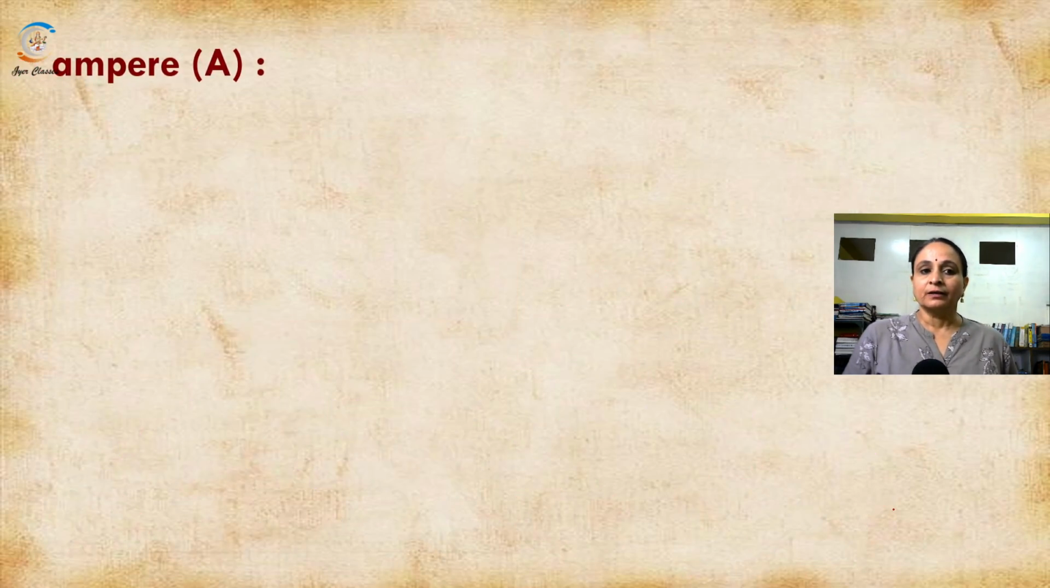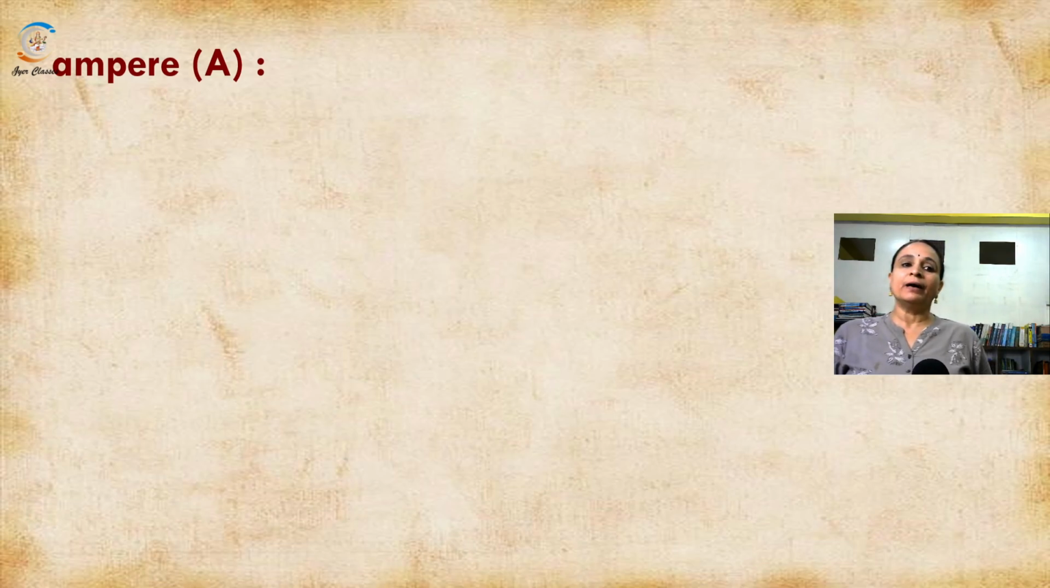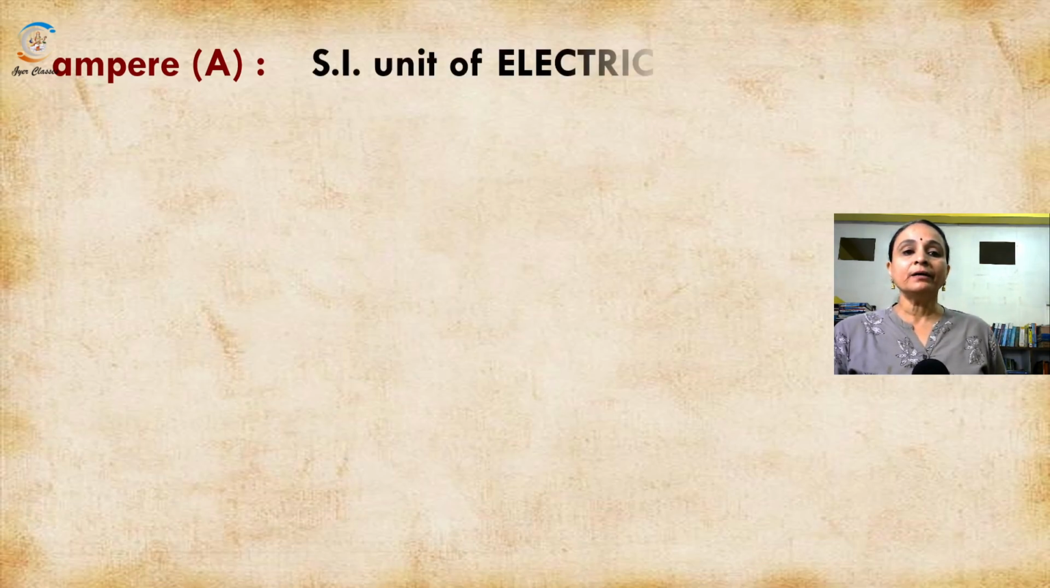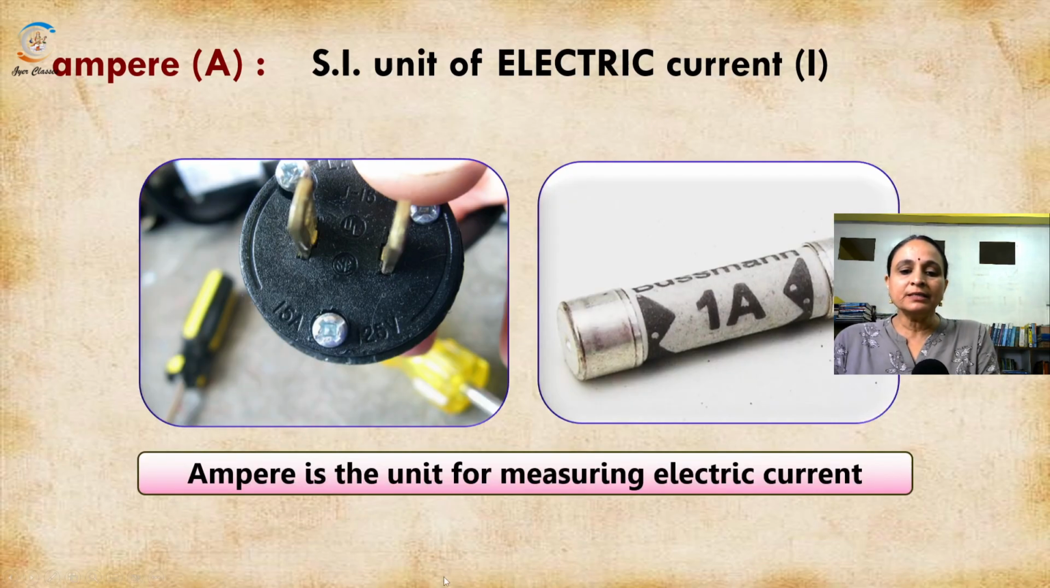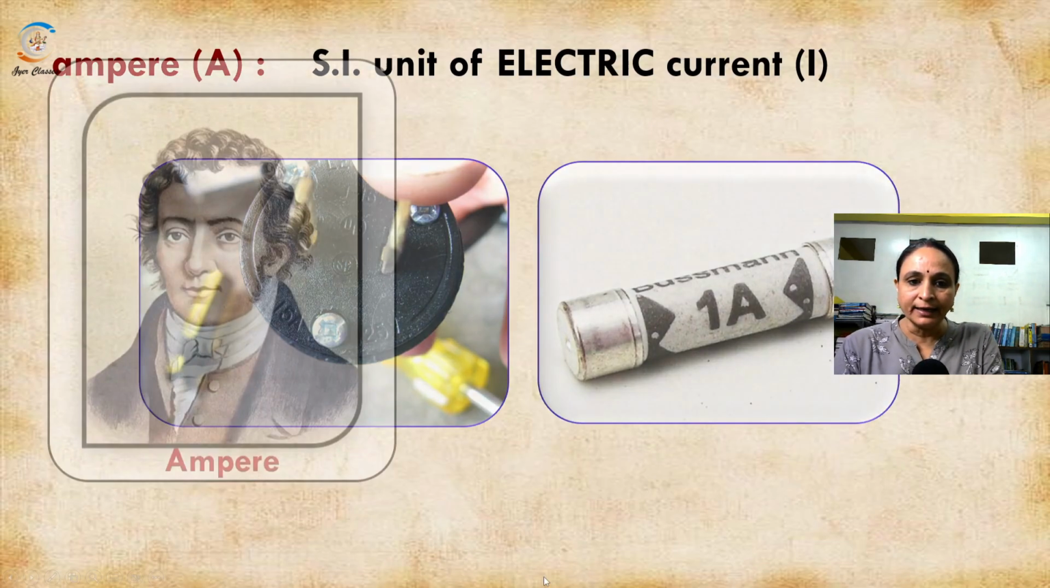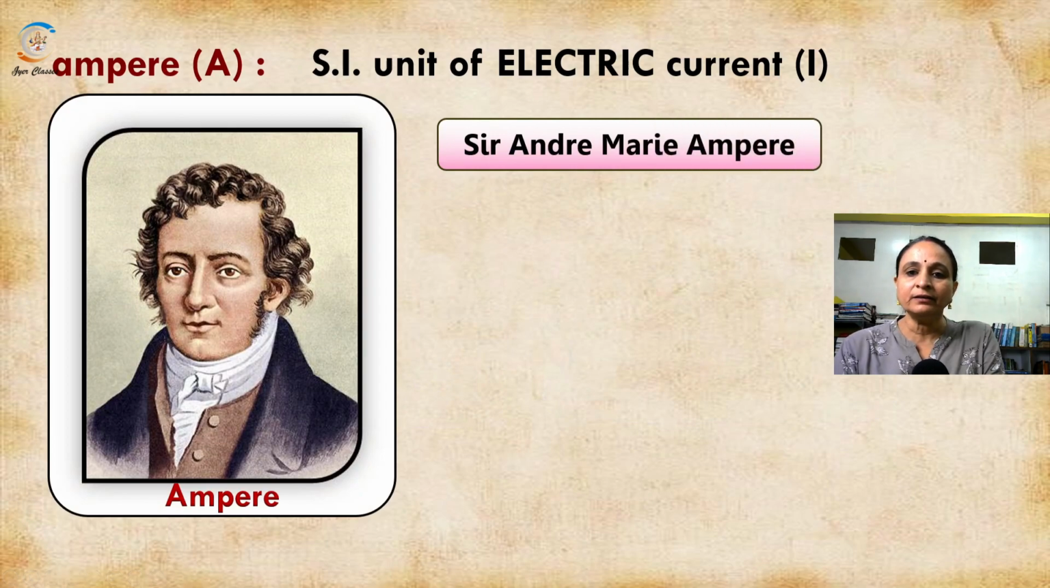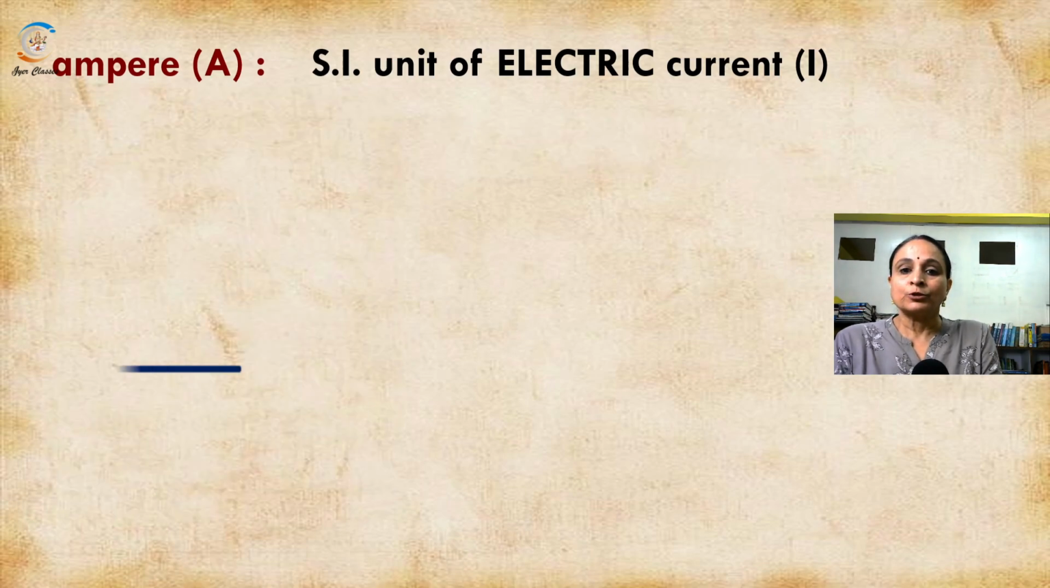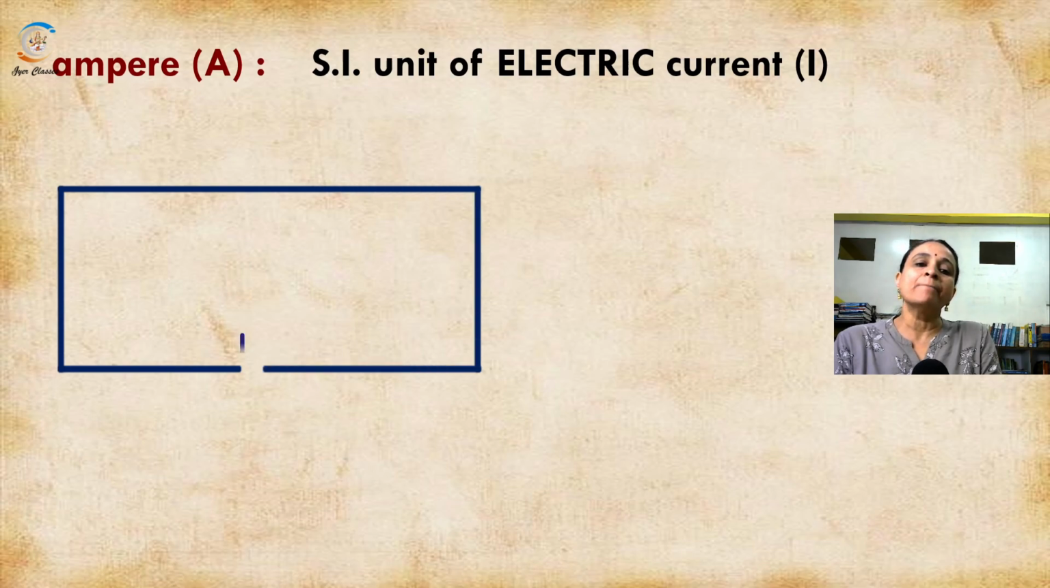Okay. Let's now define ampere. Ampere is the unit of current, the SI unit of current. Ampere is the unit for measuring the electric current. It is given in honor of Sir Andre Marie Ampere. He did a lot of work in measuring the current. So, what is 1 ampere of current?